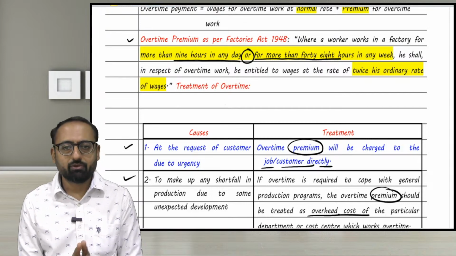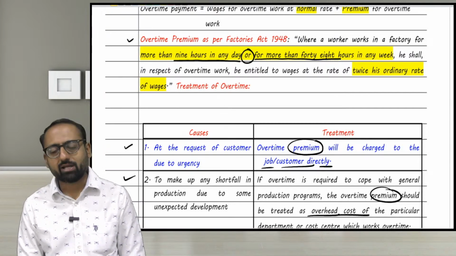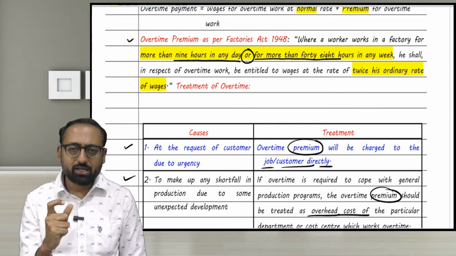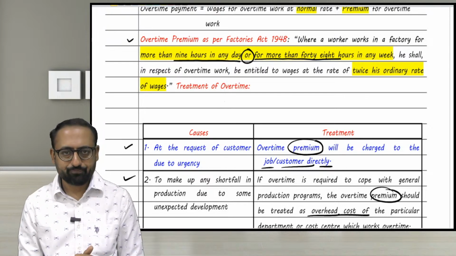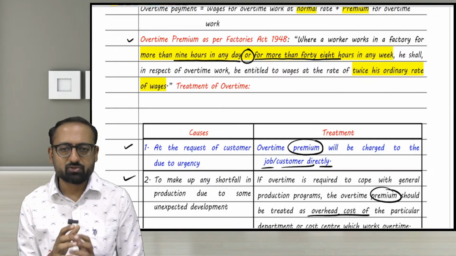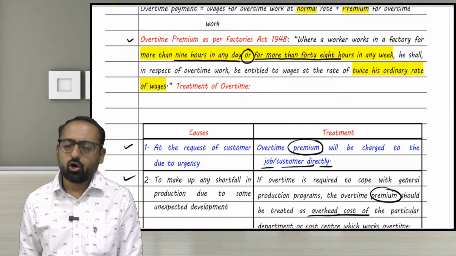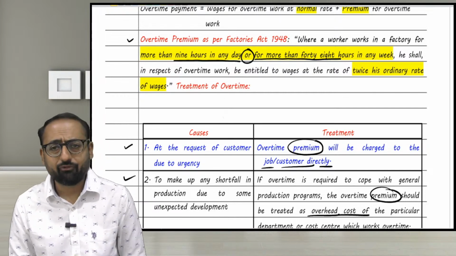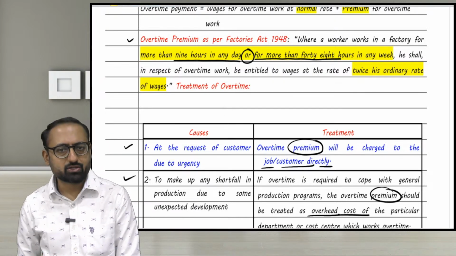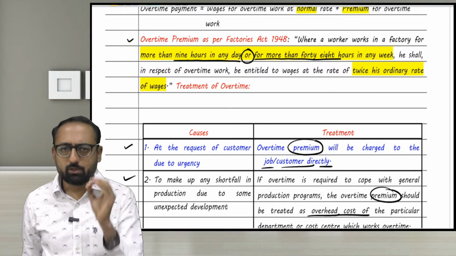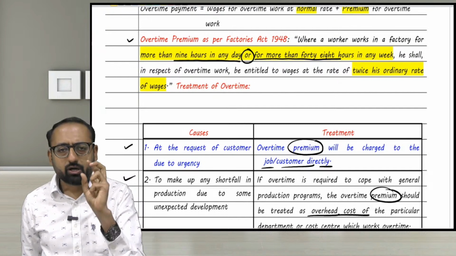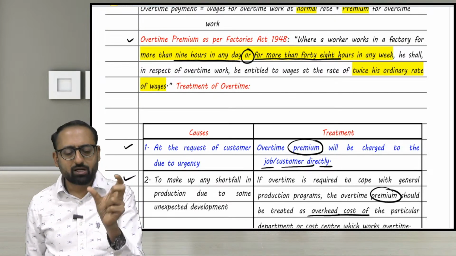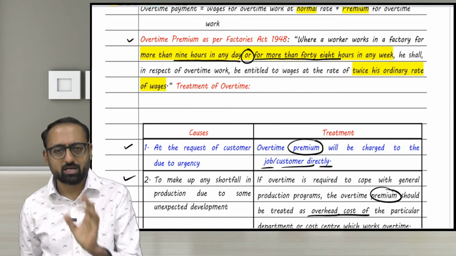So, let's quickly revise. As per the Factories Act, overtime will be considered if in a day you are working more than 9 hours. Excess hours above 9 hours will be treated as overtime hours. Or if in a week you are working more than 48 hours, then it will be treated as overtime. For overtime, you will be paid double the normal rate. So 100% premium will be charged.